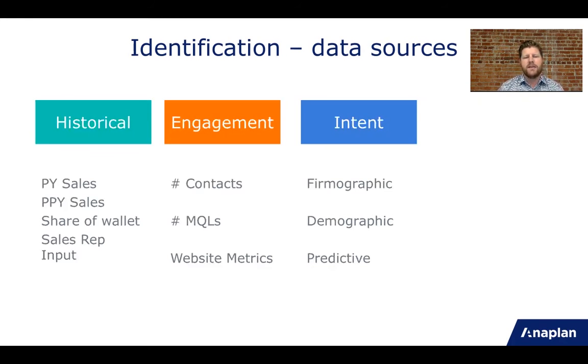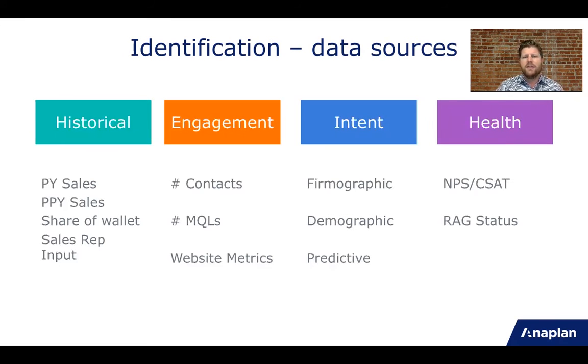And you want to augment that with your historical data and your engagement data, your current intent data, and then also think about any health data that you may have about if that's an existing customer. They might have a net promoter score or CSAT score for you, or they also might just be a simple red, amber, green status for those types of accounts. Now, when you bring all of that data together and aggregate it, you want to do a couple of things. You want to segment that data and you want to score that data.